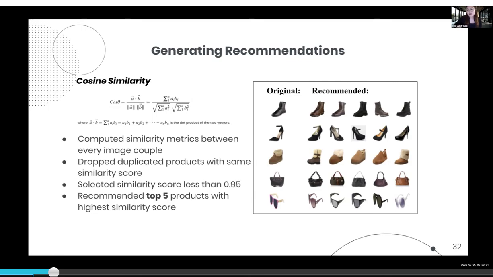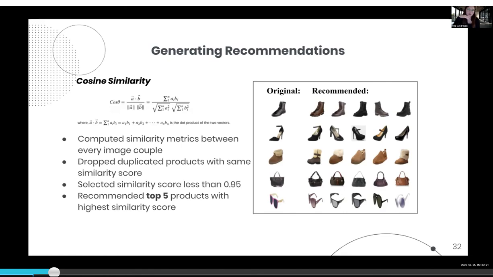Okay, so for generating recommendations, we implemented a cosine similarity matrix. It measures the cosine of the angle between two images. Actually, here we found that some of the products, even though they have different product IDs, have images that look pretty similar. I think that's because they are from different sellers.